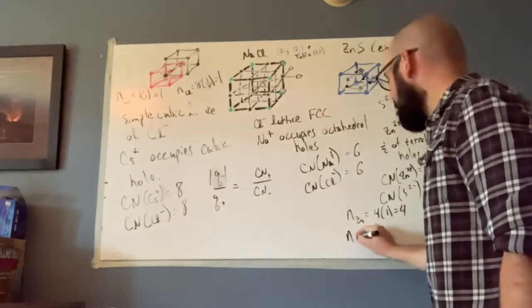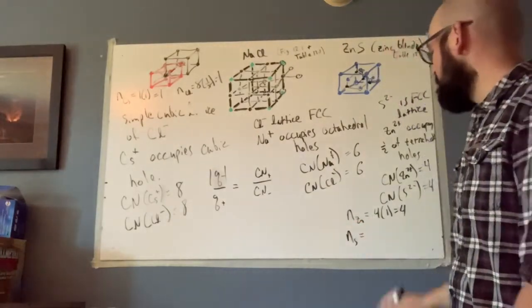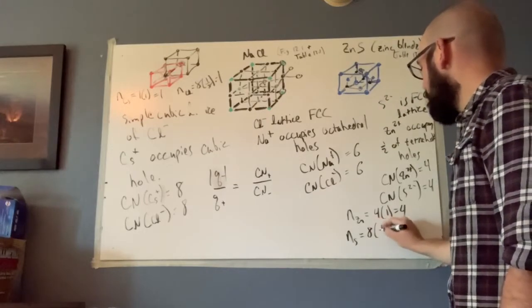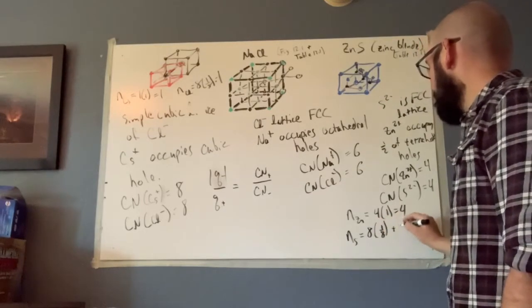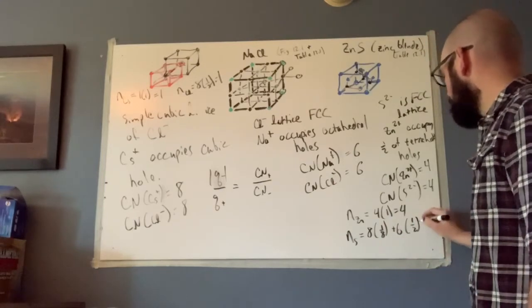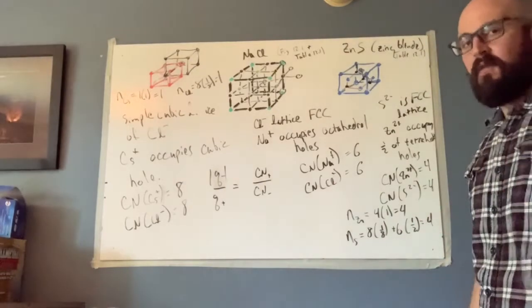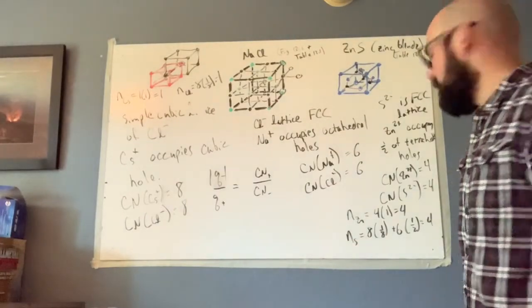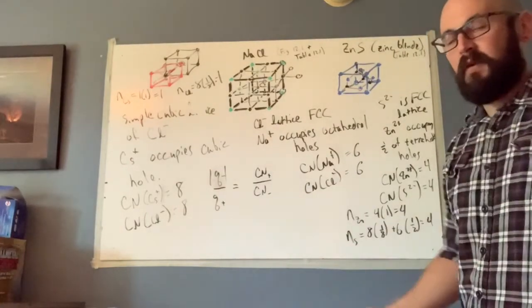The number of sulfides that are present in our system: we have 8 corner sites that all contribute 1/8, and we have 6 face sites that each contribute 1/2, which gives us a total of 4 sulfurs that are in our system as well.